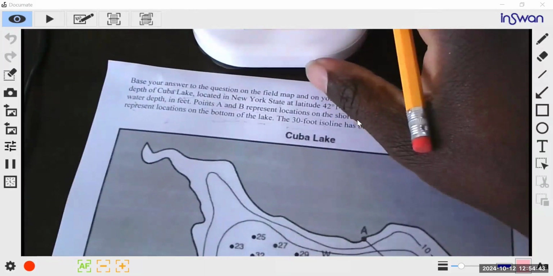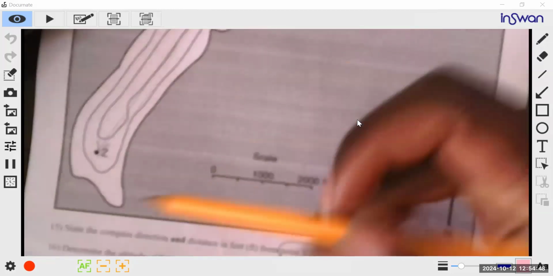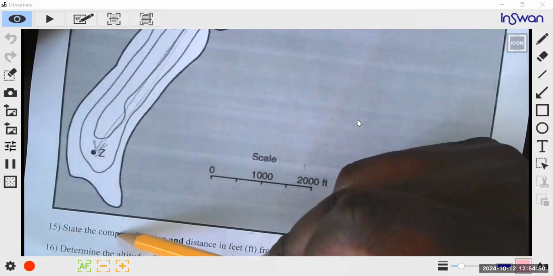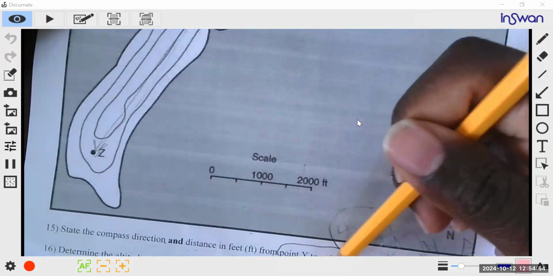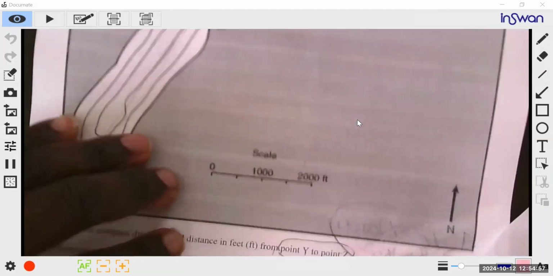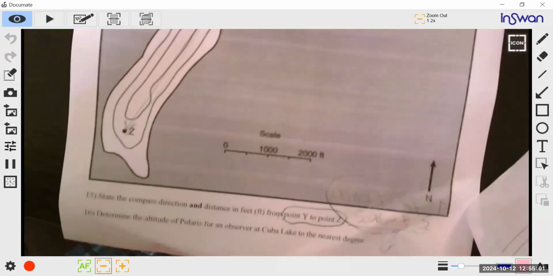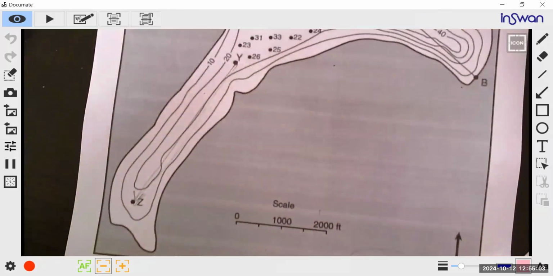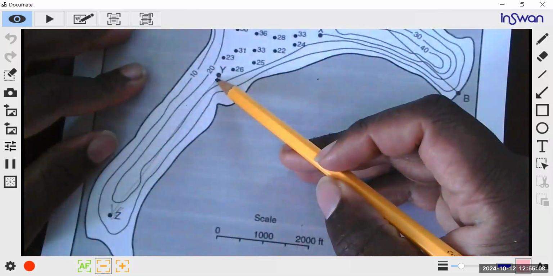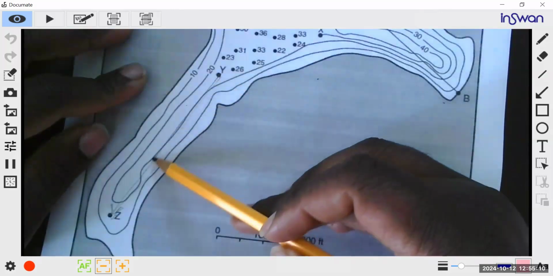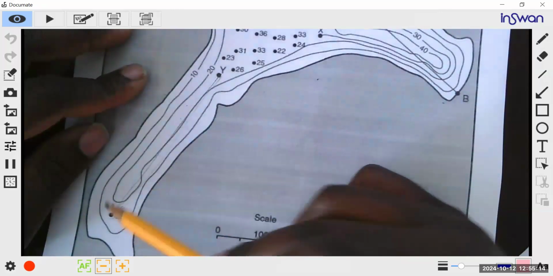All right, so let's take a look at number 15. It says, state the compass direction and distance in feet from point Y to point Z. So when I take a look from point Y to point Z, look at the direction. From point Y to point Z, I'm going down and to the left, right? I'm going down to the left.